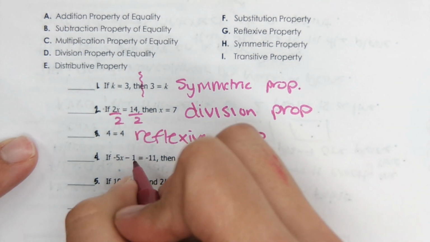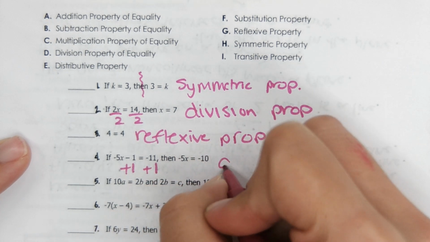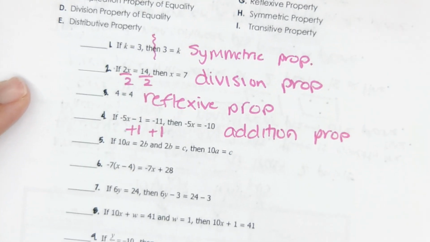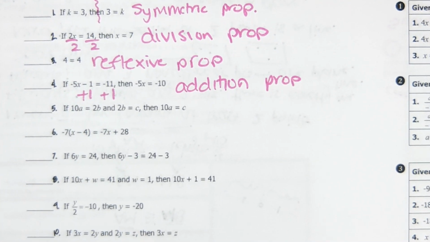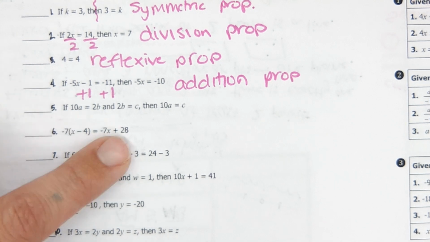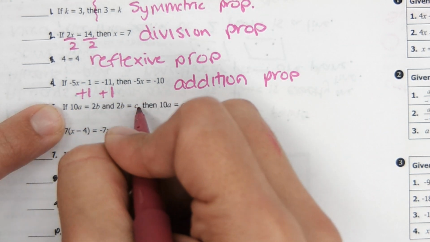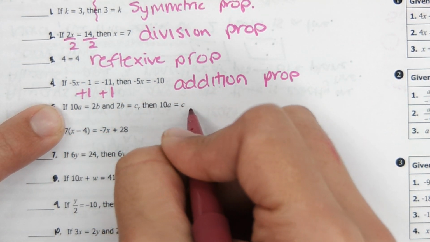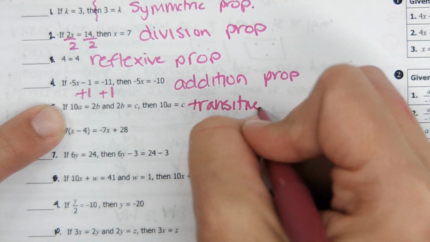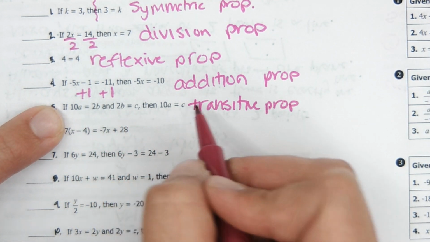And the next one, to go from this to this, they added 1 to both sides, so that would be addition property. Then number 5, 10a equals 2b and 2b equals c, then 10a must equal c. So this is transitive property.